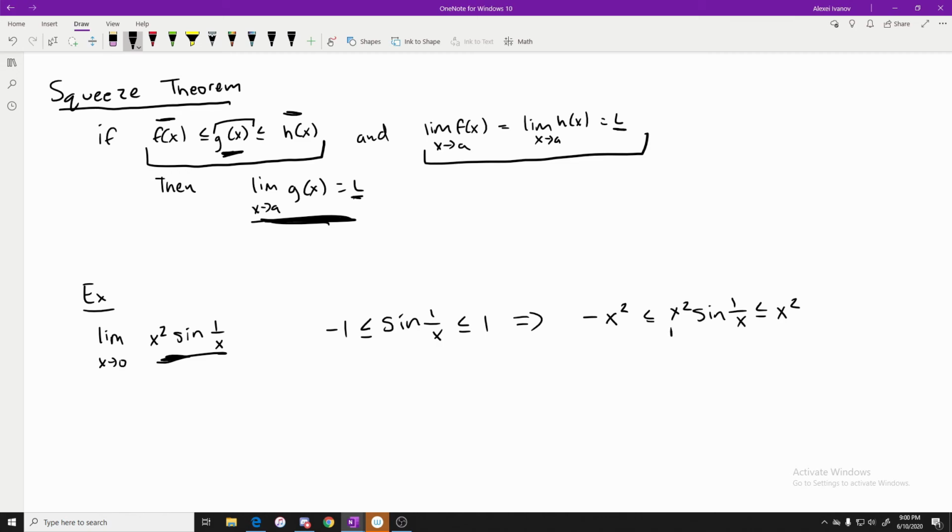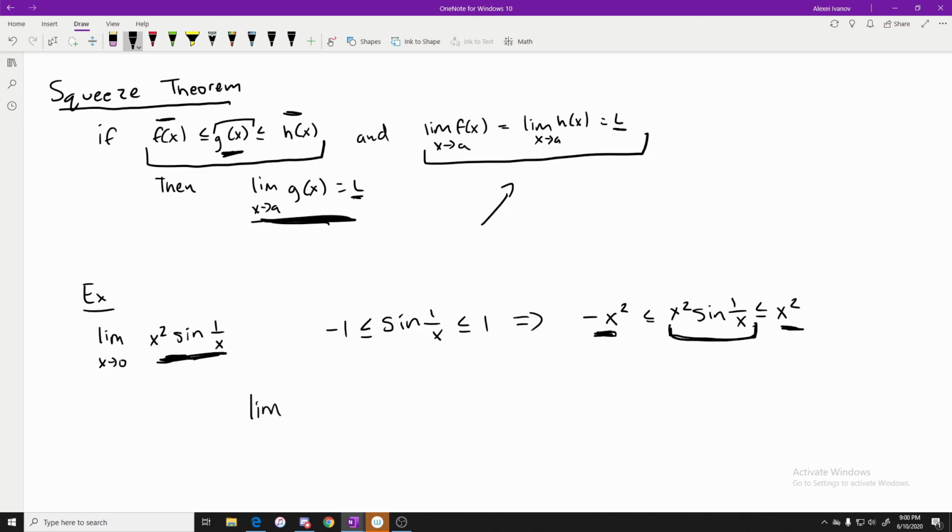And now we can see that g of x right here in the middle is resembling the function that we have in question. And now we can apply the squeeze theorem. So let's check these outer limits right here. We have this function in the middle, g of x, which is sandwiched in between minus x squared and x squared. All that's left to do is ensure that it satisfies this property right here.